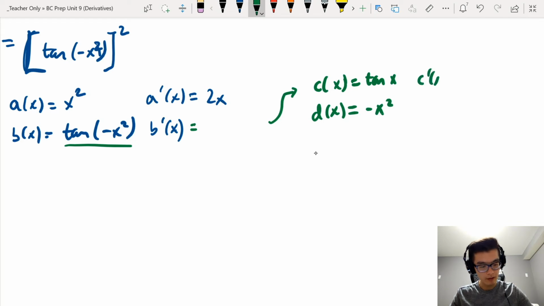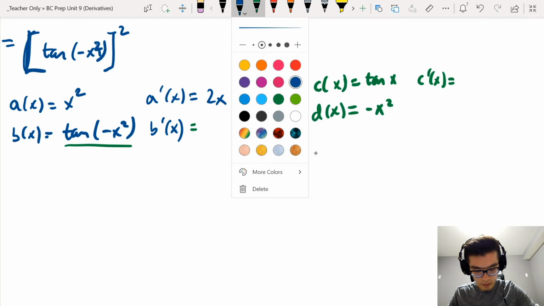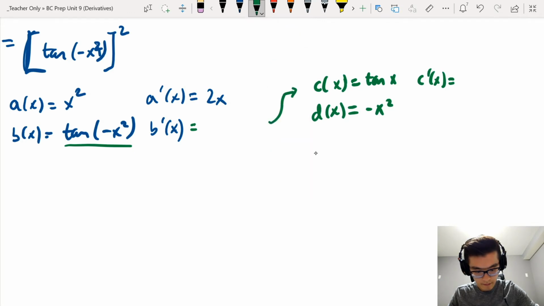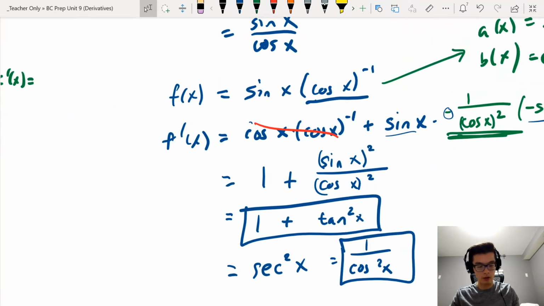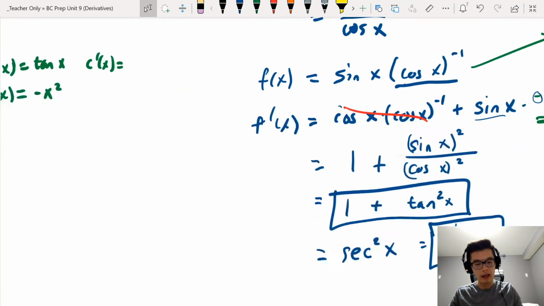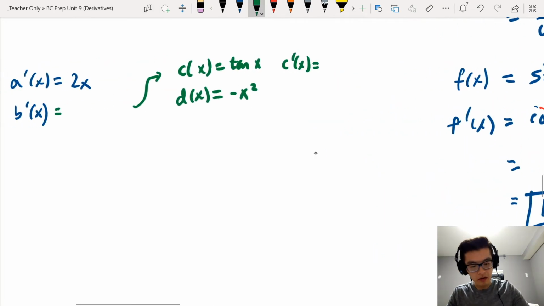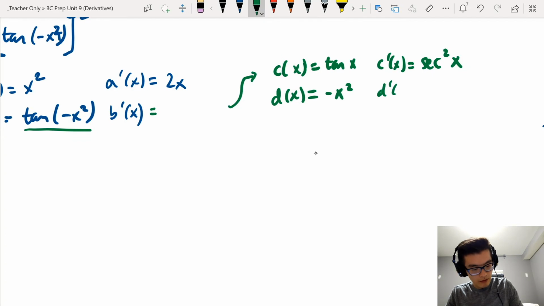C prime of x is simply going to be, in this case, the derivative of tangent of x. We can either pick over here on the right side, 1 plus tan squared x, or 1 over cosine x squared, or secant squared. I'm going to probably go with secant squared, honestly. Simpler, easy to write. And d prime of x becomes negative 2x.